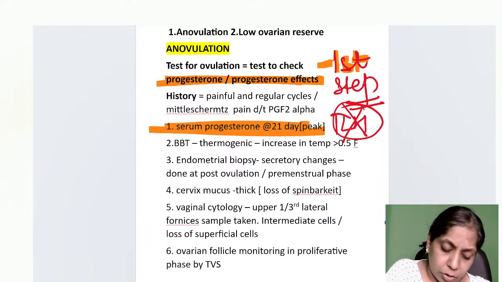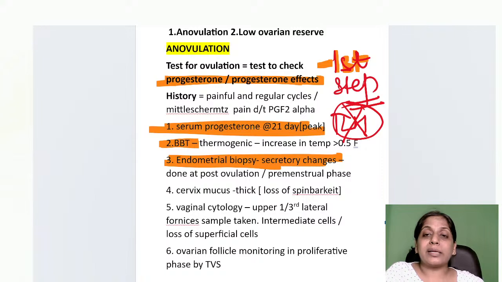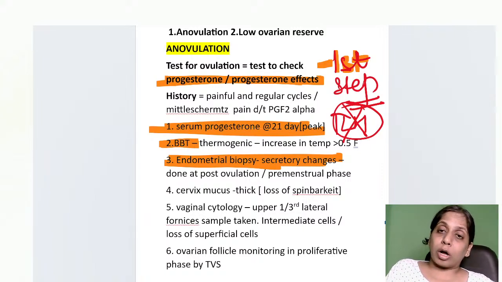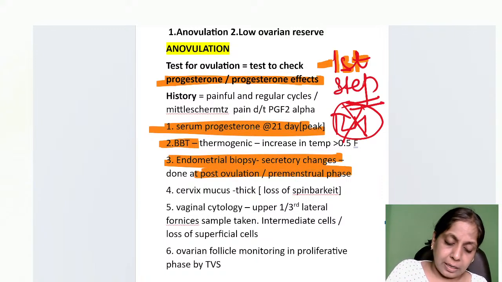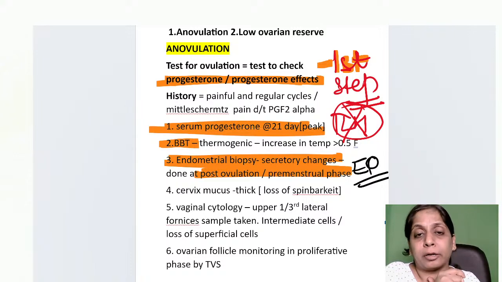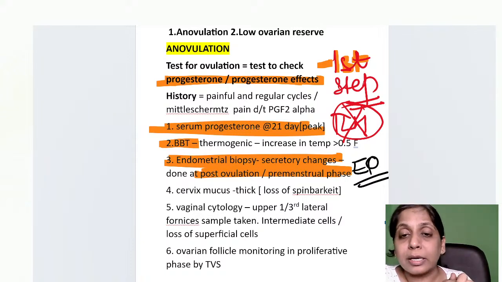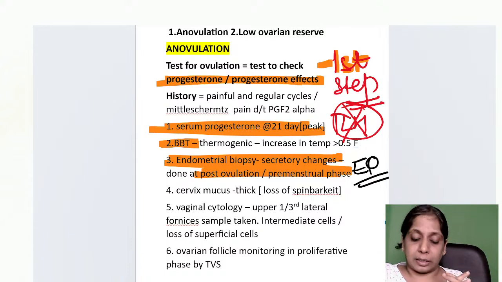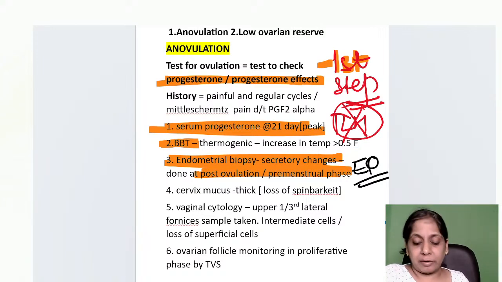The other effects of progesterone are an increase in basal body temperature, and endometrial biopsy, which shows the secretory changes, and this biopsy is done in the post-ovulation phase. That is what we are expecting will come in your exam: when is the endometrial biopsy done? All the tests are done in the proliferative or follicular phase, but only one test is done in the post ovulatory or premenstrual phase, that is the endometrial biopsy, because here we have to see the secretory changes, so we have to do it in the secretory phase, right?